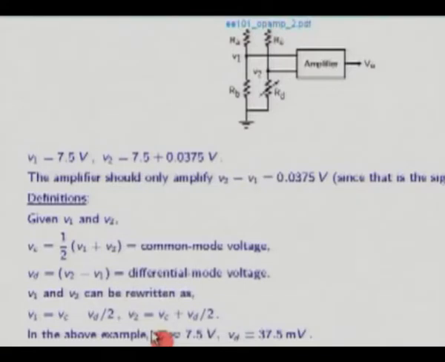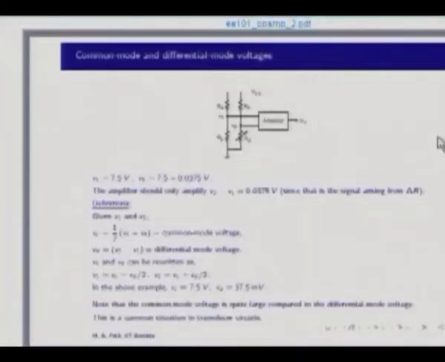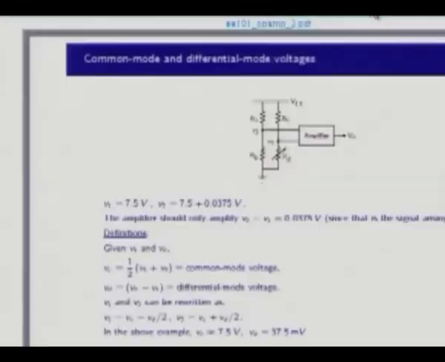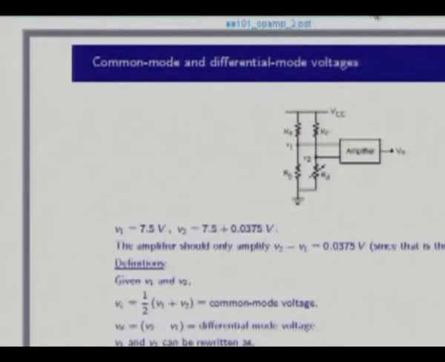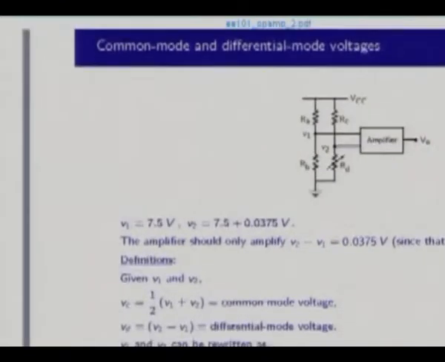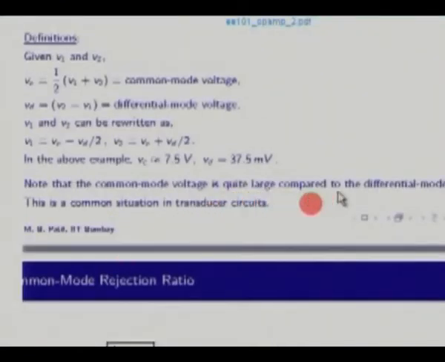And in this case, as we said before, we would like to amplify only the differential mode part and not the common mode part. So what is the important point to note in this particular slide? Note that the common mode voltage is quite large compared to the differential mode voltage. It's 7.5 volts compared to the 37.5 millivolts that we are trying to measure. And this is a very common situation in transducer circuits, because we are always going to use some bridge, and therefore this is very common.